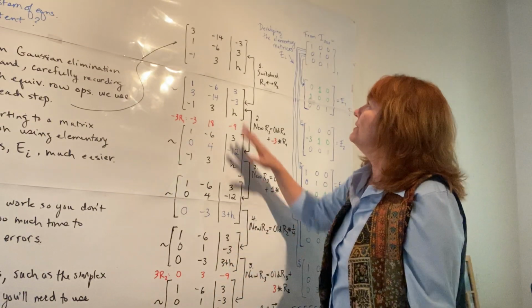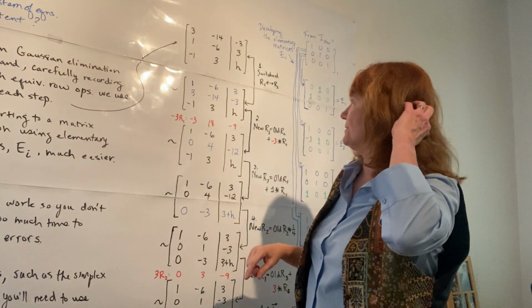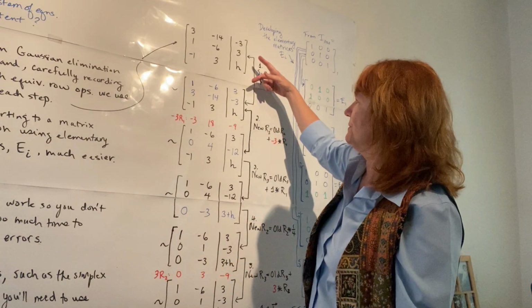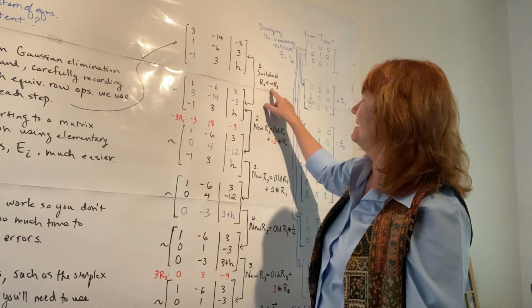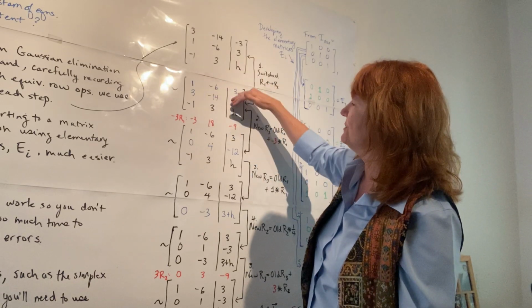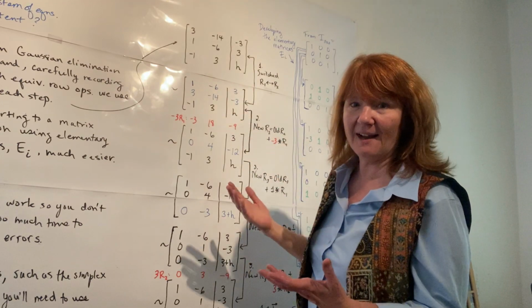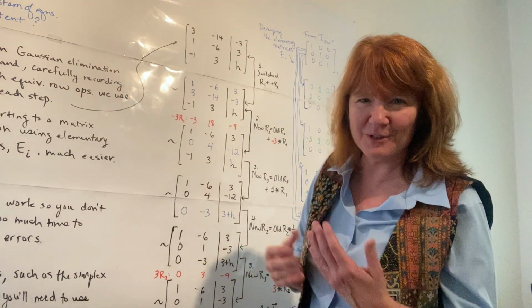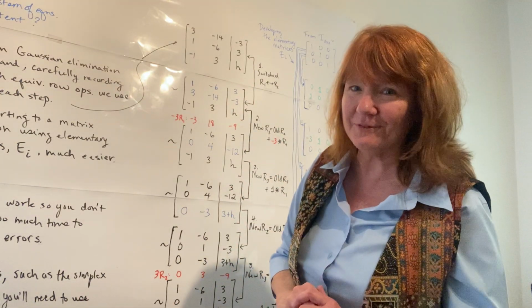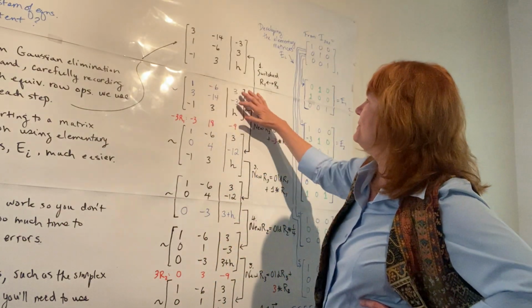Okay, so you're looking at this and you say, oh, I really would like that 1 in the upper left-hand corner, so I'm going to switch row 1 and row 2. So you write that down and you do it. Notice that the things that I'm changing as I go to the new array are in a different color. Having several colors on hand when you're doing this by hand is very helpful. So we switched the two rows.